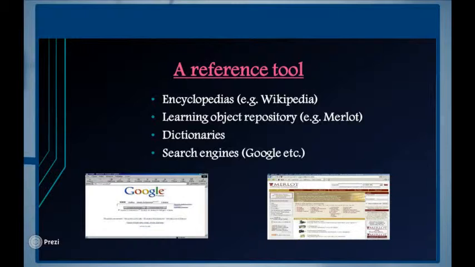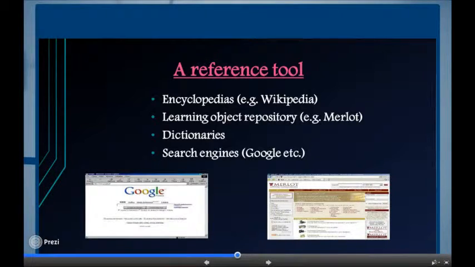encyclopedias such as Wikipedia, in which 21st century parents no longer buy a very expensive set of encyclopedias, unlike the parents before. But nowadays, people refer to Wikipedia that has a lot of information and anyone can have free access to it. Next is the Learning Object Repository or a storehouse of information. An example of this is Merlot.